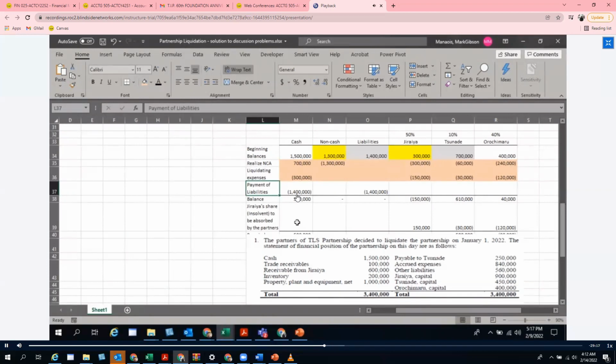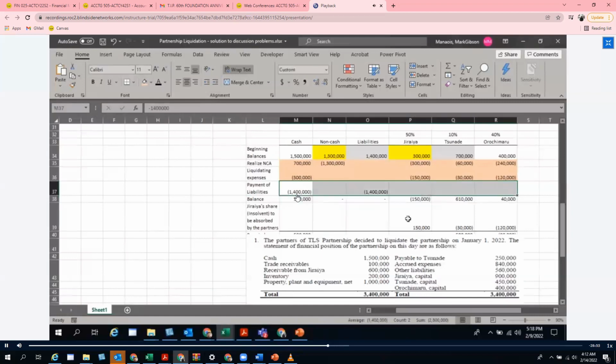Kaya kung napansin mo, earlier I introduced 3 steps. So realize the non-cash assets, pay the third-party liabilities, and distribute the remainder among the parties. Wala doon yung liquidating expenses. Pero logically and essentially, nandoon siya dun sa step number 1, which is realization of non-cash assets. So I hope that's clear enough.